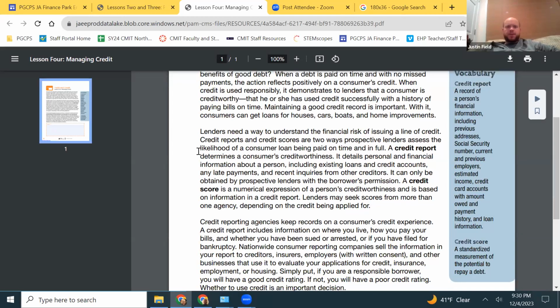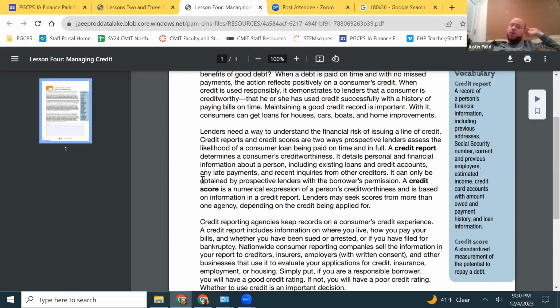Still waiting on my boat. Lenders need a way to understand the financial risk of issuing a line of credit. Credit reports and credit scores are two ways prospective lenders assess the likelihood of a consumer loan being paid on time and in full. A credit report determines a consumer's creditworthiness. It details personal and financial information about a person, including existing loans and credit accounts, any late payments, and recent inquiries from other creditors. It can only be obtained by prospective lenders with the borrower's permission.